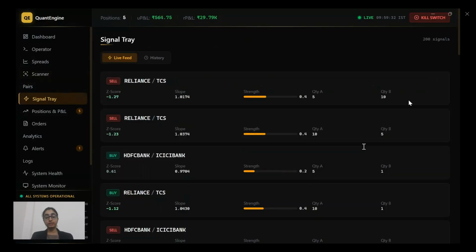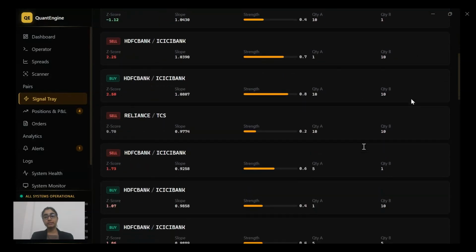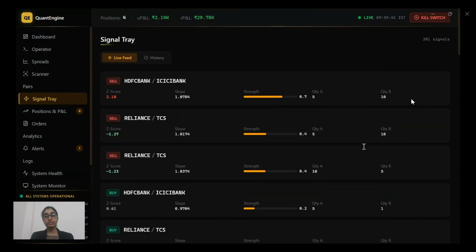And moving to signal tray. So here you have every signal that your strategies generate and the instant they generate it. Like buy, sell, exit, delivered to one place, they're all ranked and time stamped.